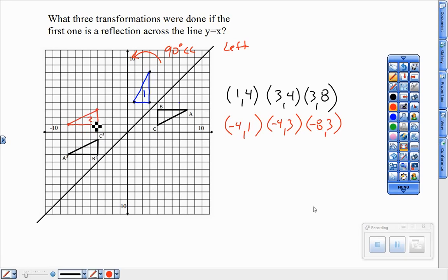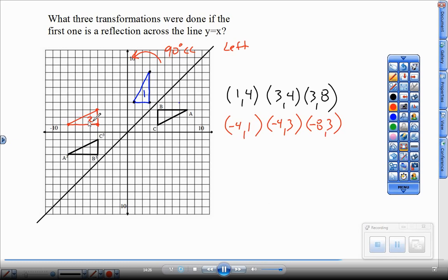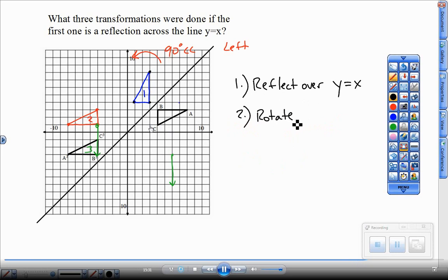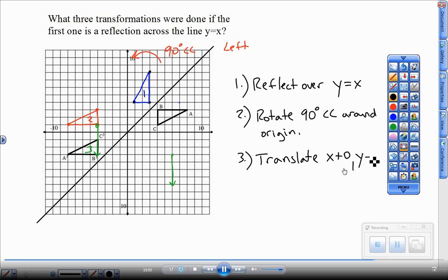And then I could see that it looks like now I'm just going straight down. So reflect, rotate, translate straight down. This vector would be an arrow going straight down, down 4 boxes. I would describe that as x plus 0 because I'm not going left or right, but y minus 4. So if I write those out, I'm going to write that as reflect over the line y equals x, rotate 90 degrees counterclockwise around the origin, and then translate 4 boxes down, 0 boxes left or right. I'm going to write that as x plus 0, y minus 4.